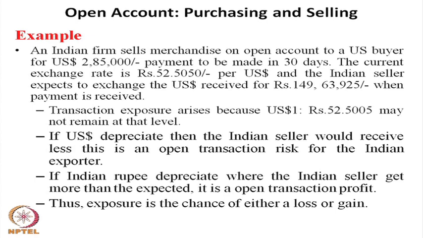An Indian firm sells merchandise on open account to a US buyer for $285,000. Payment is to be made in 30 days. The current exchange rate is 52.5050 per dollar, and the Indian seller expects to exchange the US dollars received for 14,96,3925 rupees. When payment is received, the transaction exposure arises because the dollar may not remain at 52.5050. What does it mean here?